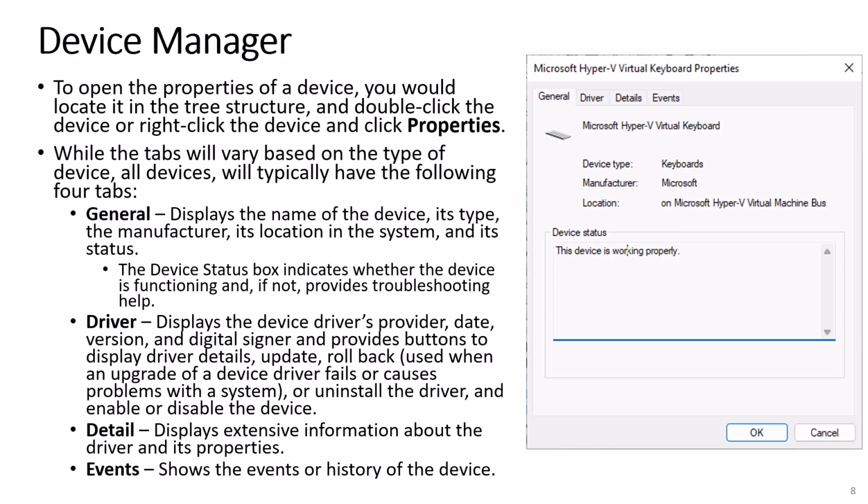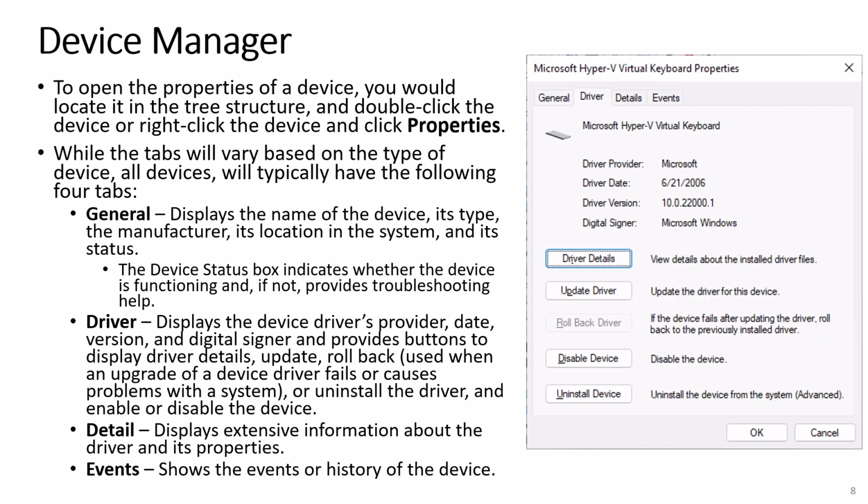To open the properties of a device, you would locate it in the tree structure and double-click the device or right-click the device and click Properties. While the tabs will vary based on the type of device, all devices will typically have the following 4 tabs. The General tab displays the name of the device, its type, the manufacturer, its location in the system, and its status. The Device Status box indicates whether the device is functioning, and if not, provides troubleshooting help.